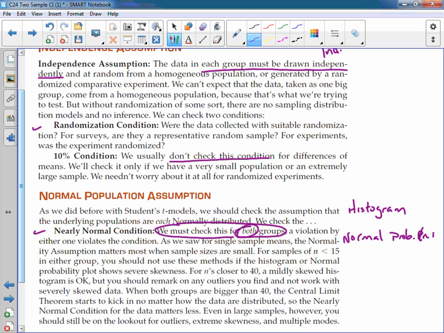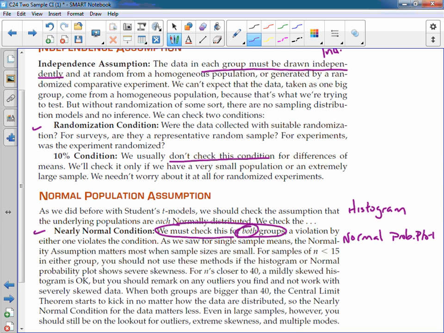We can talk about what those look like in a second if we need to. I'm sorry, I can't write today. Okay? A histogram should be roughly unimodal and symmetric if it's going to be nearly normal. And a normal probability plot should be relatively straight because you're looking at a scatter plot, essentially.